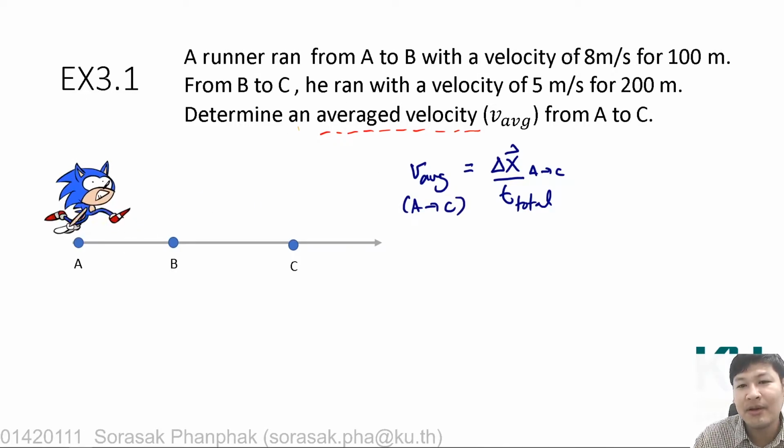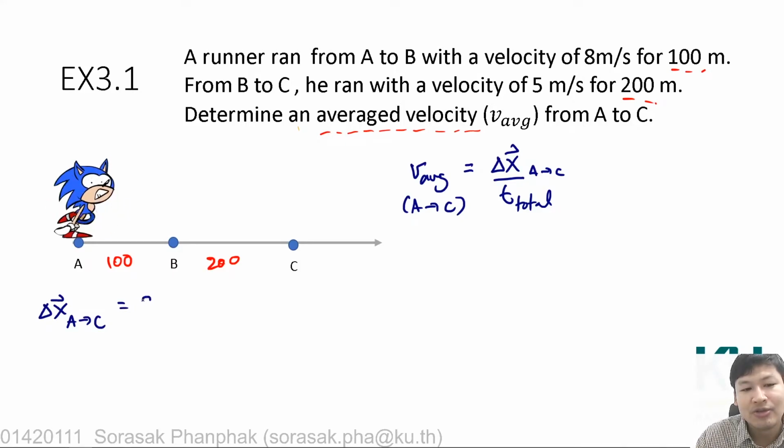Okay, from A to B, what is that? It's about 100 meters. And B to C is 200 meters. So now you've got the displacement from A to C already, right? It's 300 meters. If you would like to write it down in terms of a vector, you can give direction to it.